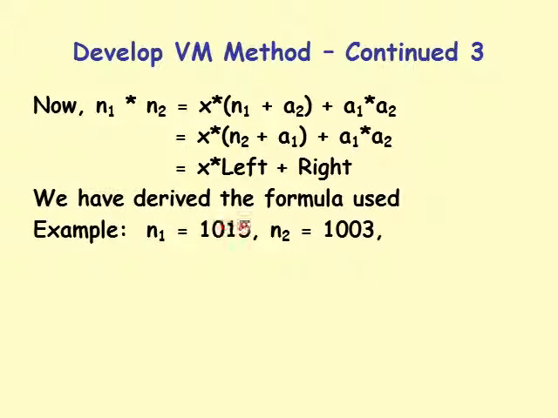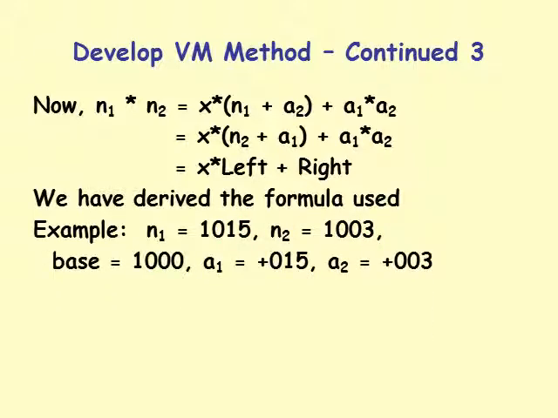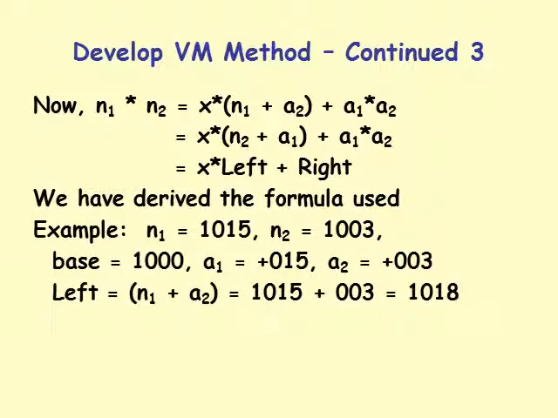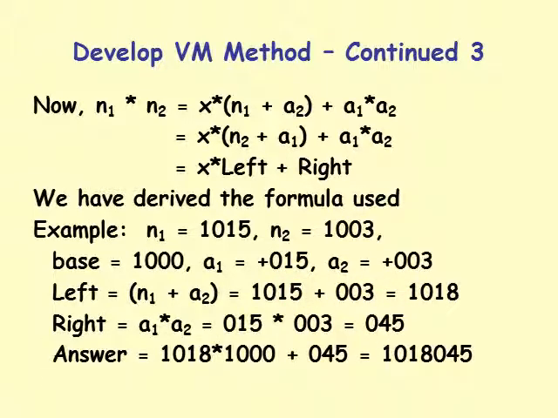The example is n1 is 1015 and n2 is 1003, and let's compute deviations now. Base is 1000, the first deviation a1 is plus 015, the second deviation a2 is plus 003, and left is n1 plus a2. N1 is 1015 and a2 is 3, so 1015 plus 003 is 1018. Right is a1 times a2, 015 times 003, which is 045.